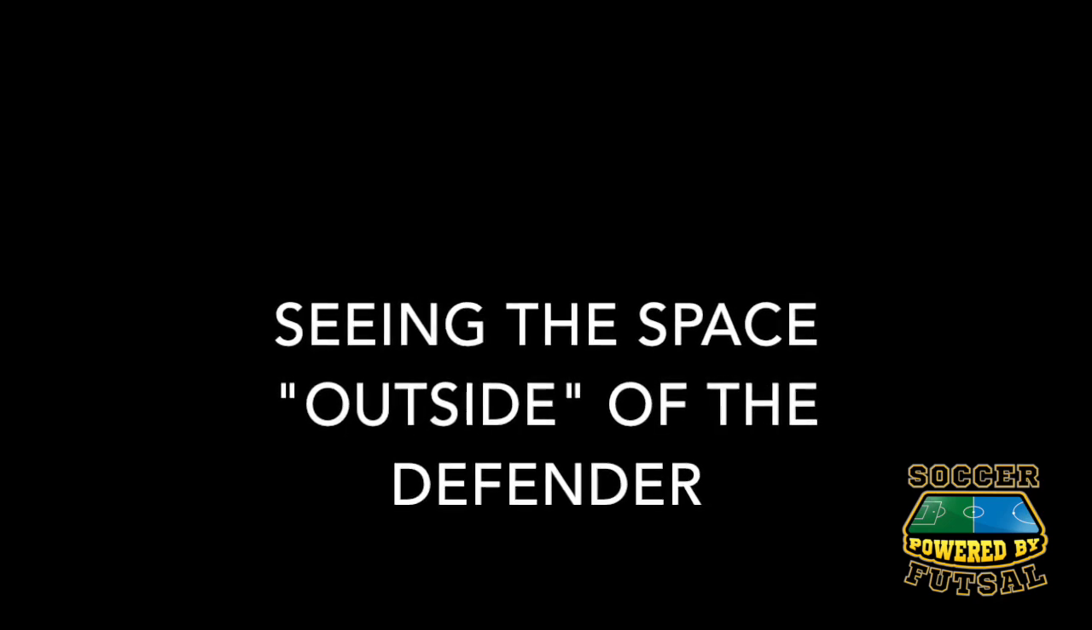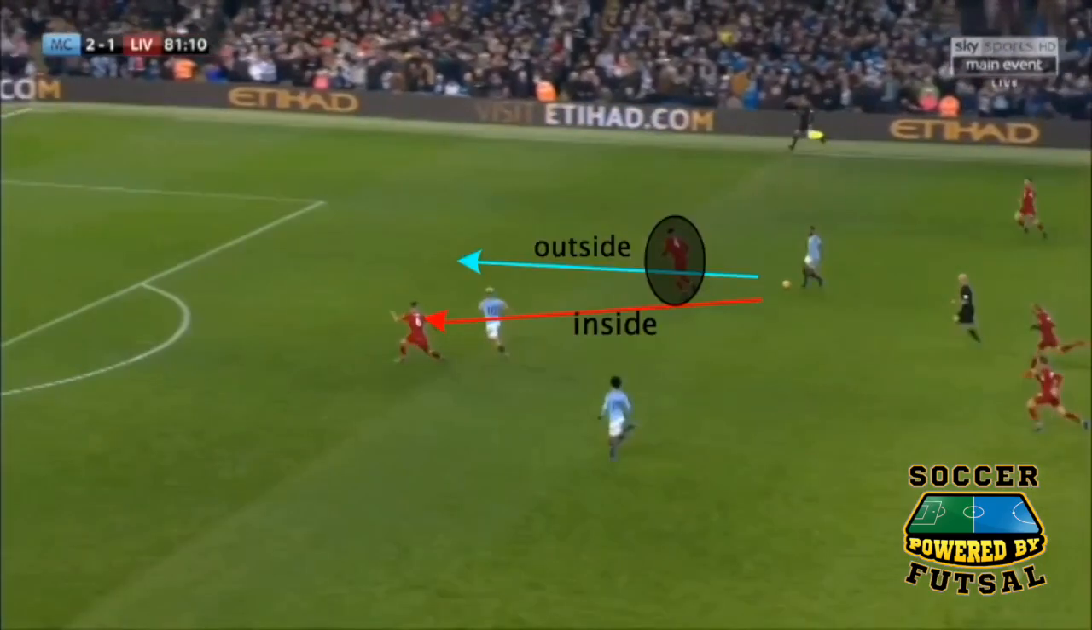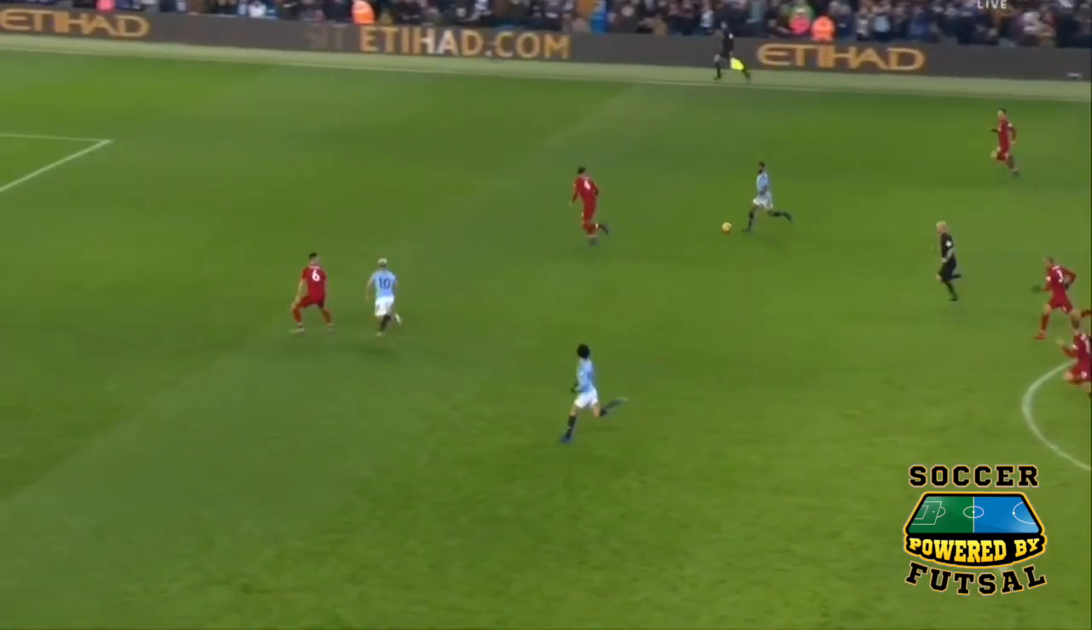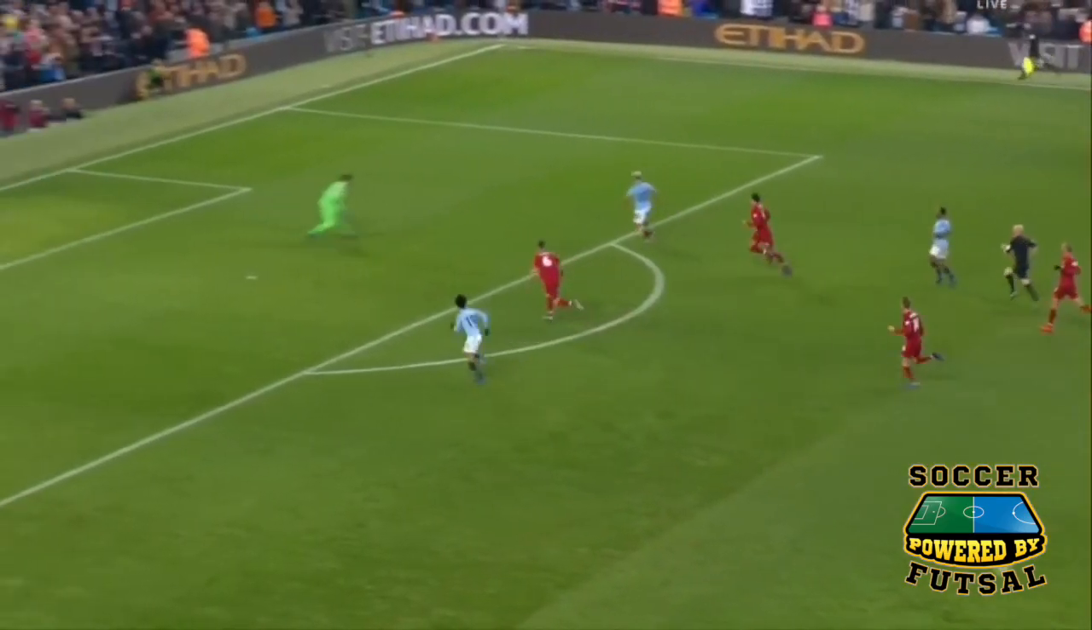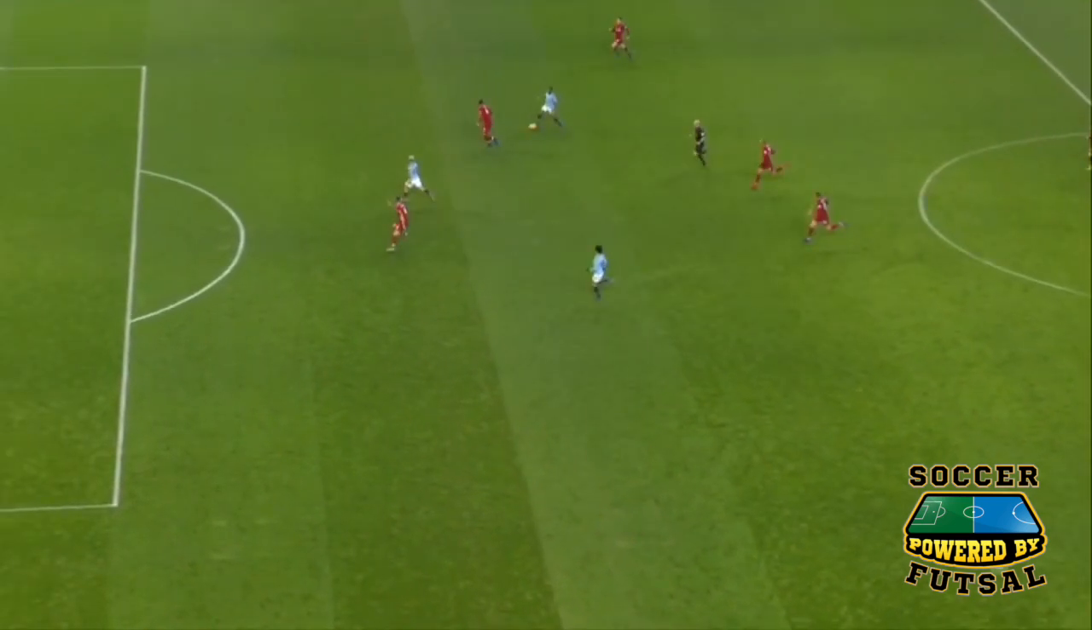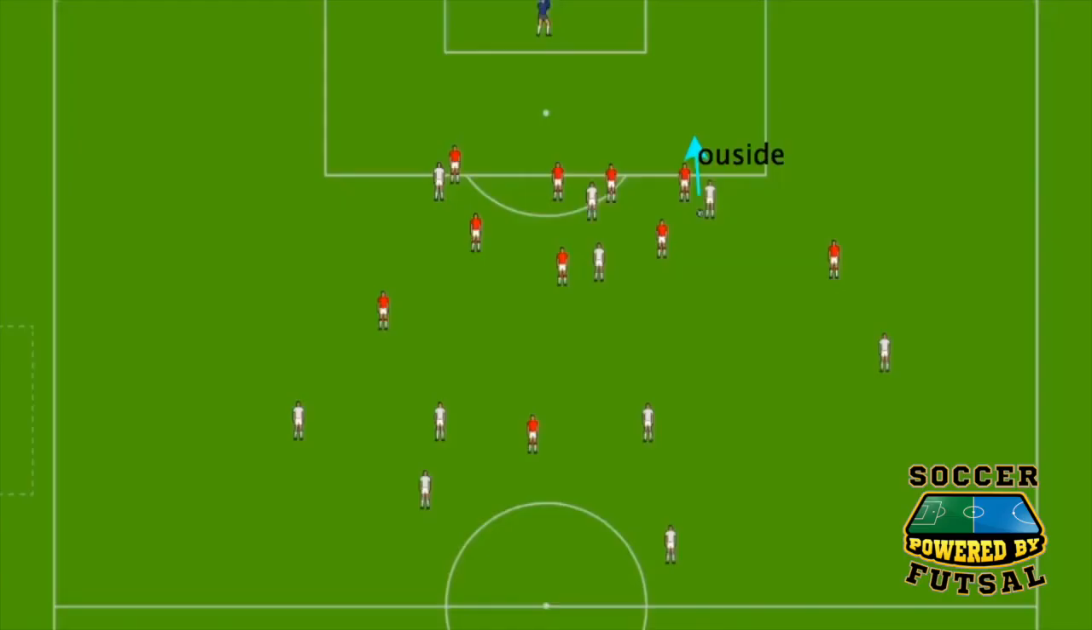Training the parallel will allow players to get used to seeing the space outside of the defender. His teammate is on the same page, sees his movement from the inside to the outside, and sneaks that pass outside of the defender, where the defender was not expecting.